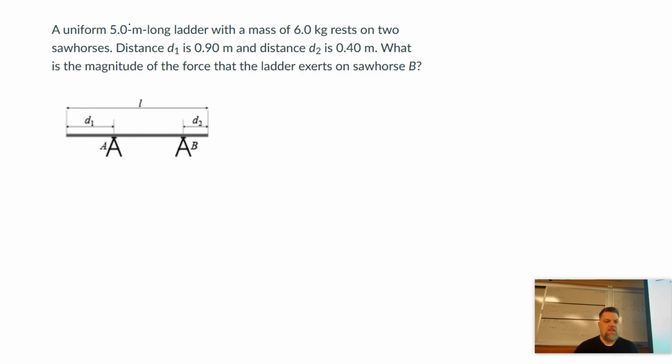So it says we have a 5 meter long ladder that has a mass of 6 kilograms and it rests on two sawhorses. The distance D1 is 0.9 meters and distance D2 is 0.4 meters. What's the magnitude of the force that the ladder exerts on sawhorse B?